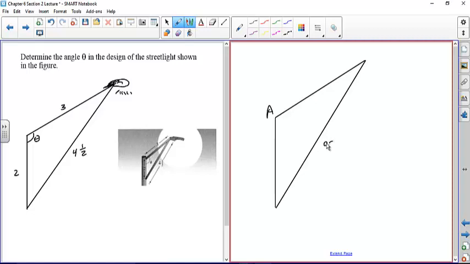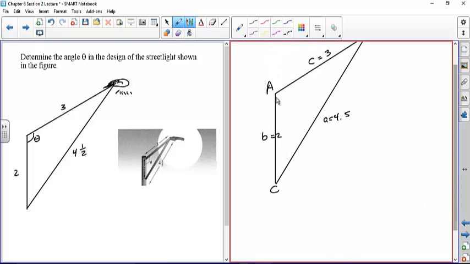This is side A, which is 4.5. We can call either one, it doesn't matter. So we'll call this angle C. So this is side B, and here's angle C, so this is side C. So C is equal to 3, and B is equal to 2.